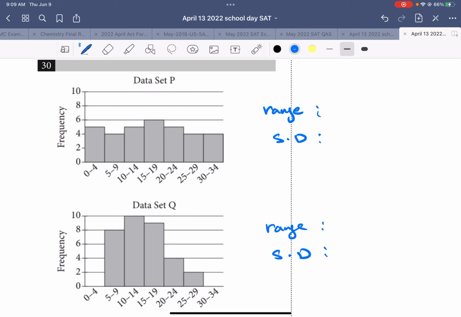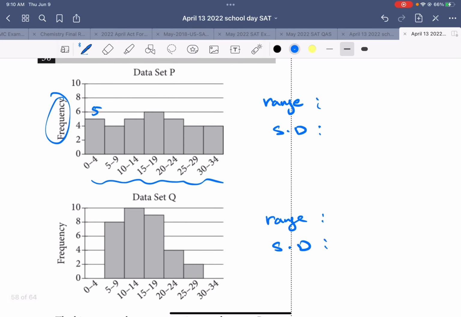So range, okay, remember the y side is frequency and this is the actual data value. We don't know the exact value, but for example, say you have 5 data points between 0 and 4. So they could all be 0, they could all be 4, or some numbers spread out between 0 and 4. Okay, that's what it meant.